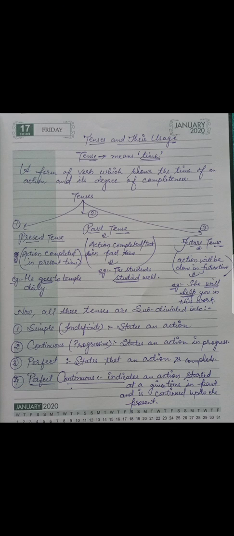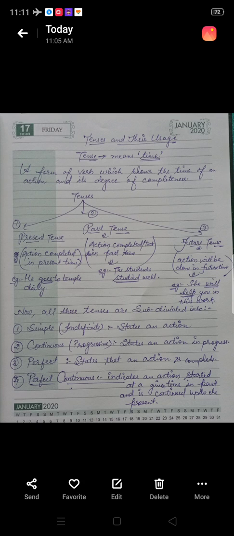Tense is mainly categorized in three categories: present tense, past tense and future tense. So just remember what present tense is: the action which is completed in present time is your present tense. Like he goes to temple daily. His action shown here is that he goes to temple daily. This is present tense because the action is completing in present time.